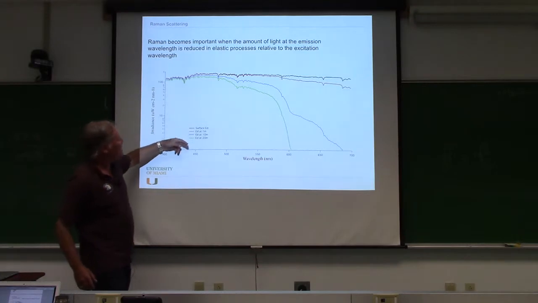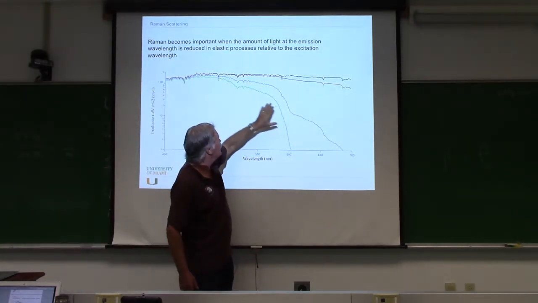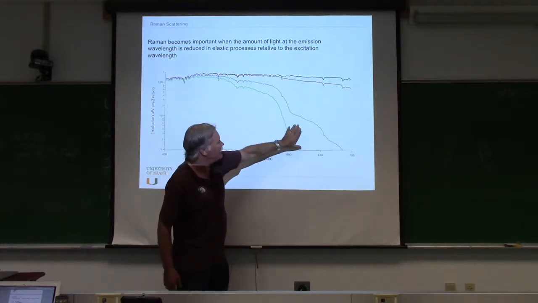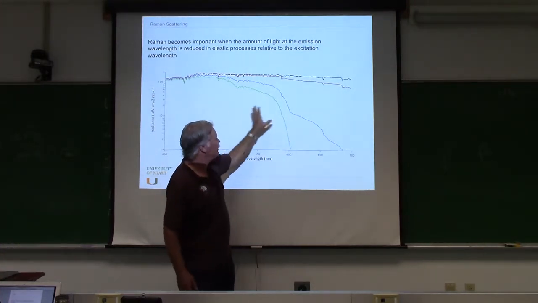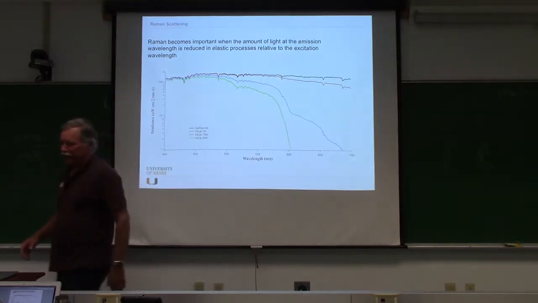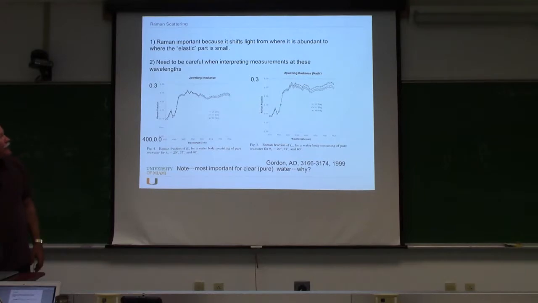If you go down in the water column, what you see is the red light's disappearing, and so there's a good chance that a lot of the red light might come from Raman-shifted light from here over into that part of the spectrum. How big a factor is it? It's important, as I said, shifting from where it's abundant to where it's small. The reason you have to worry about it is you have to be careful of interpreting these wavelengths.